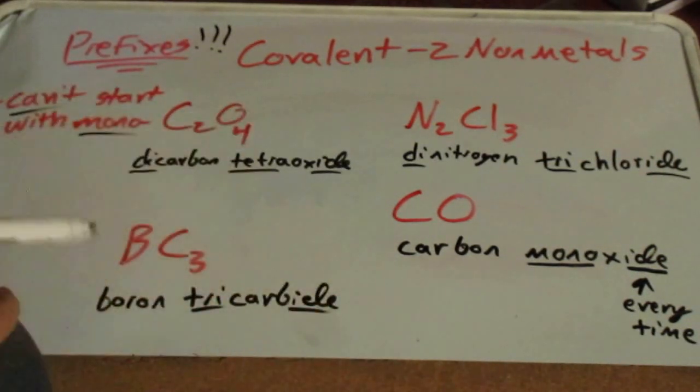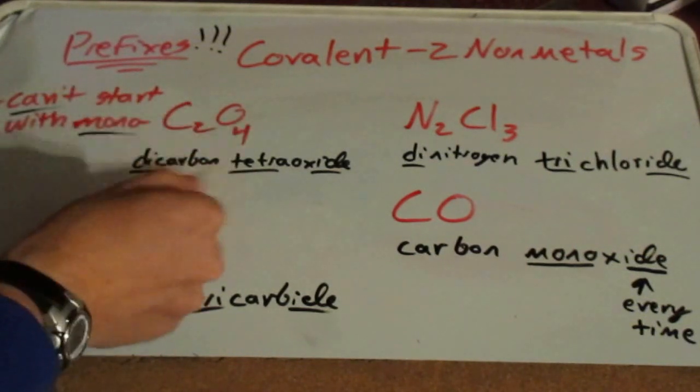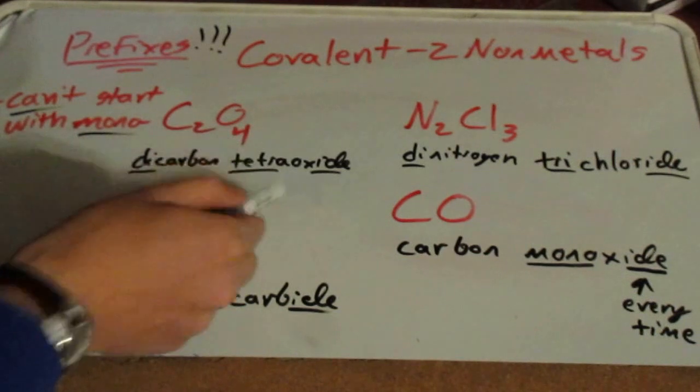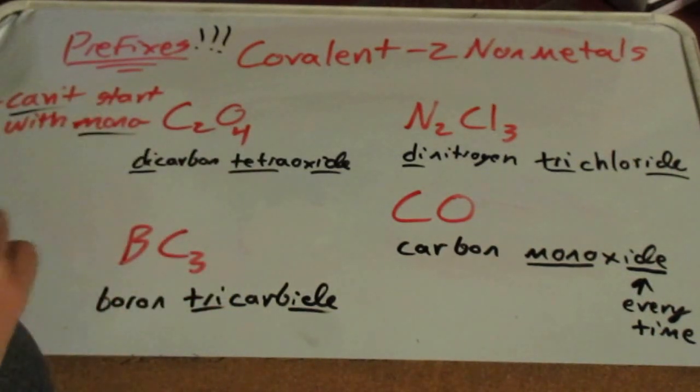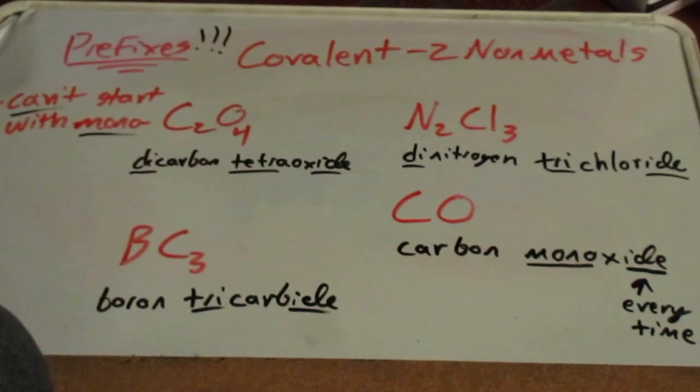Going the other way around hasn't really been a problem, so I'm not really going to address that. You guys have been doing a really good job of saying, okay, it's dicarbon, it's going to be C2, and then tetraoxide is O4. So you've really been good there. Tetra's been the only one that's been getting people to write 4. But you guys have done a really good job with that.